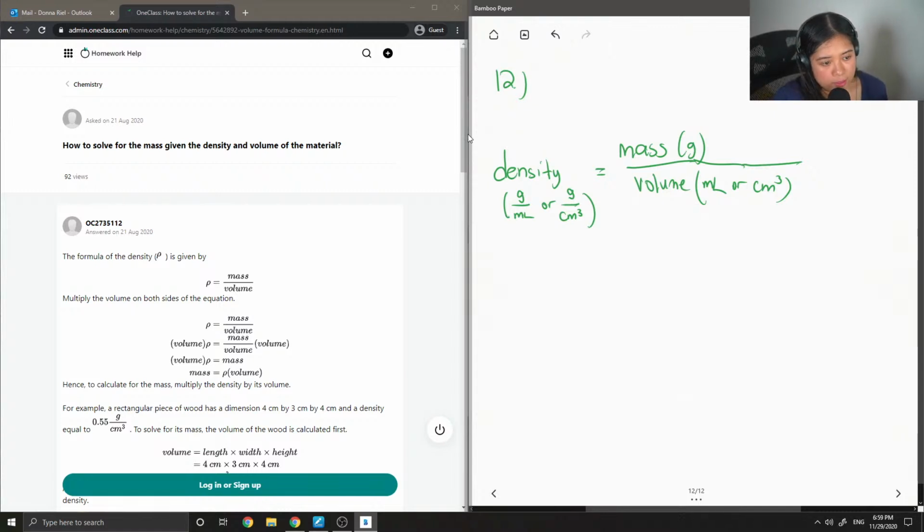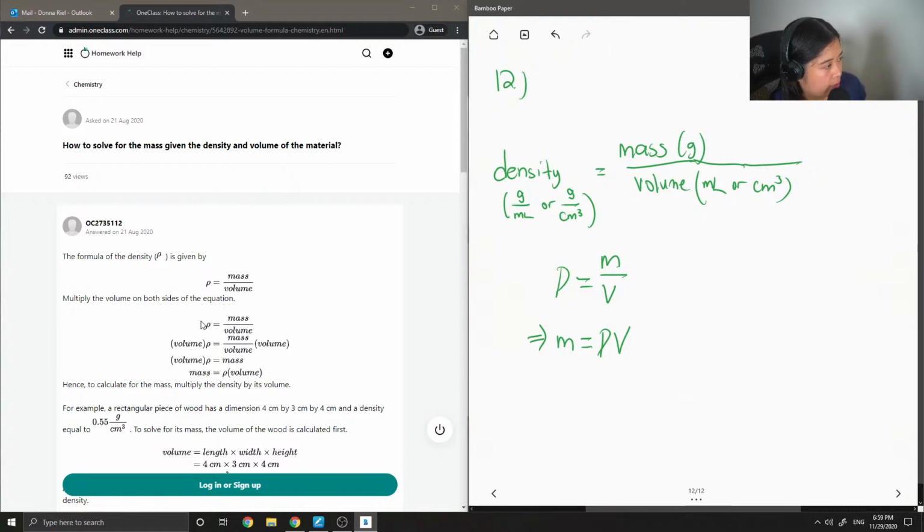So the symbols, so this is my attempt at drawing a rho for density is equal to mass over volume. So if we're given density and volume of the material, all we need to do is rearrange this equation so that we solve for mass. So it's going to be density times volume. So let's see what the junior tutor said.